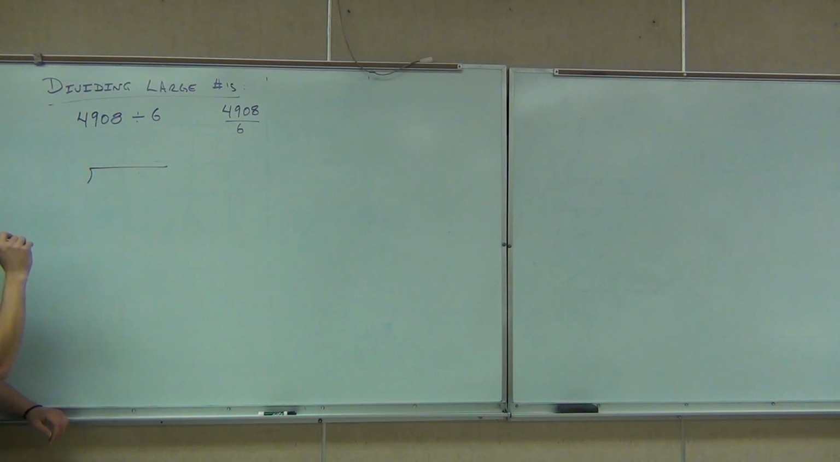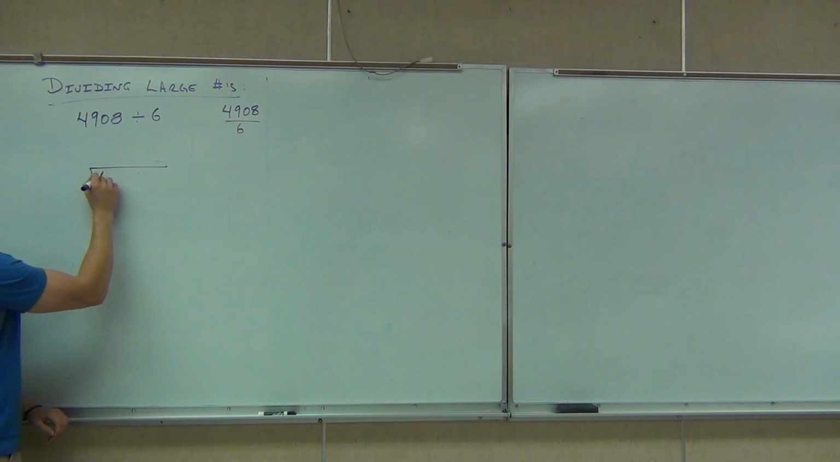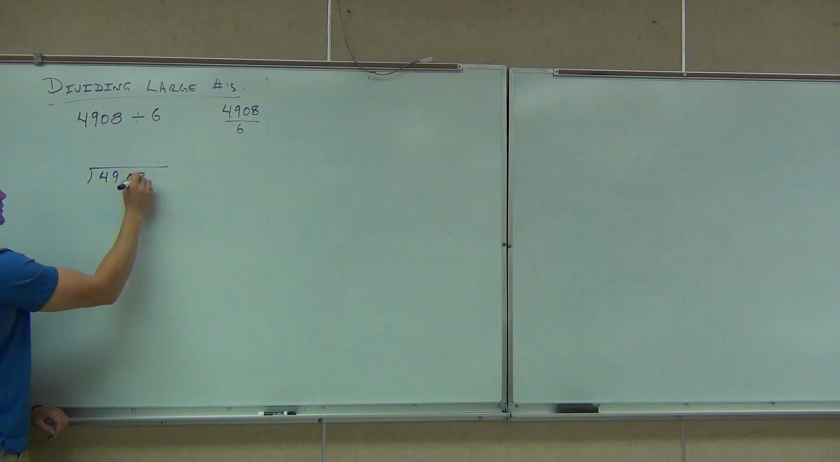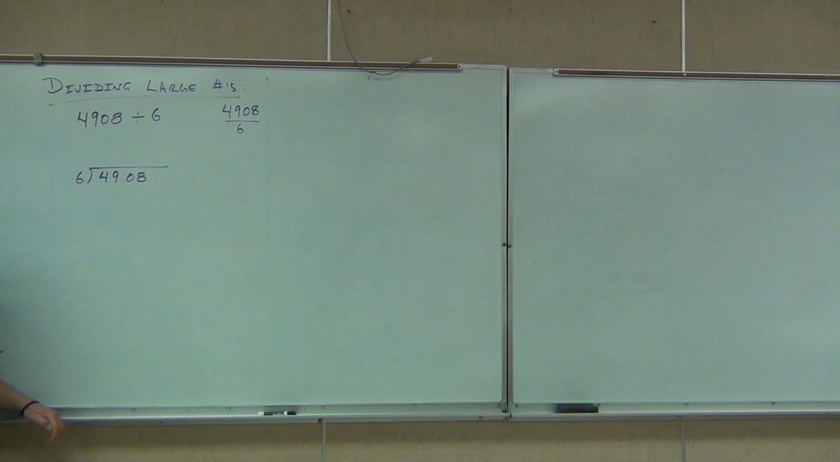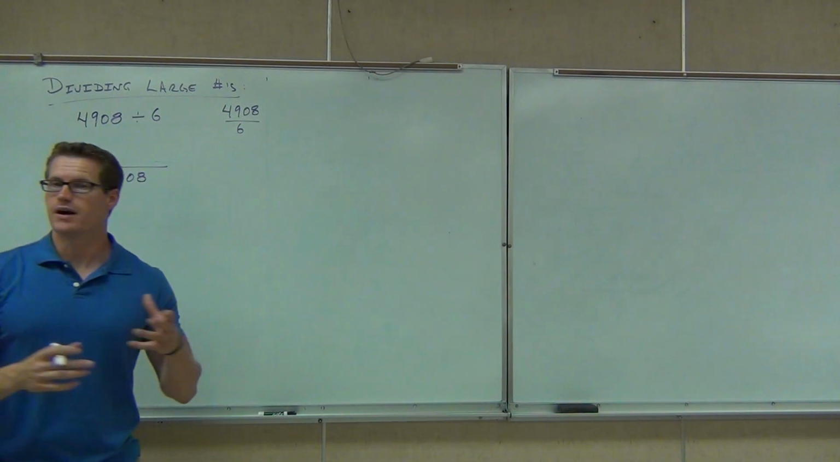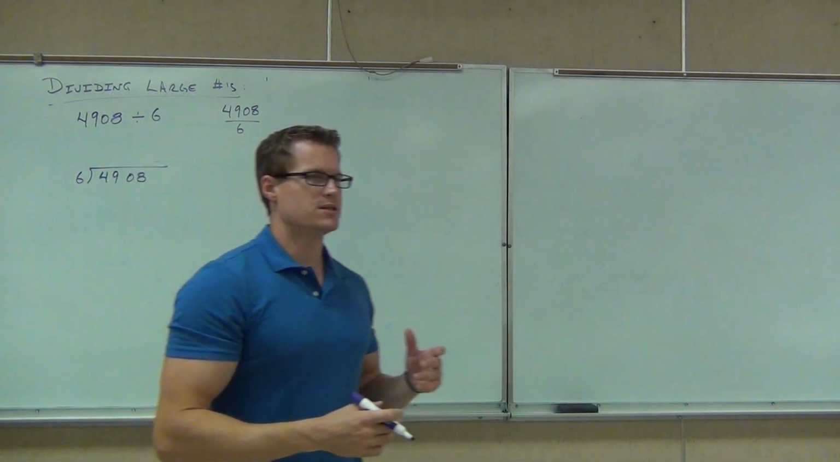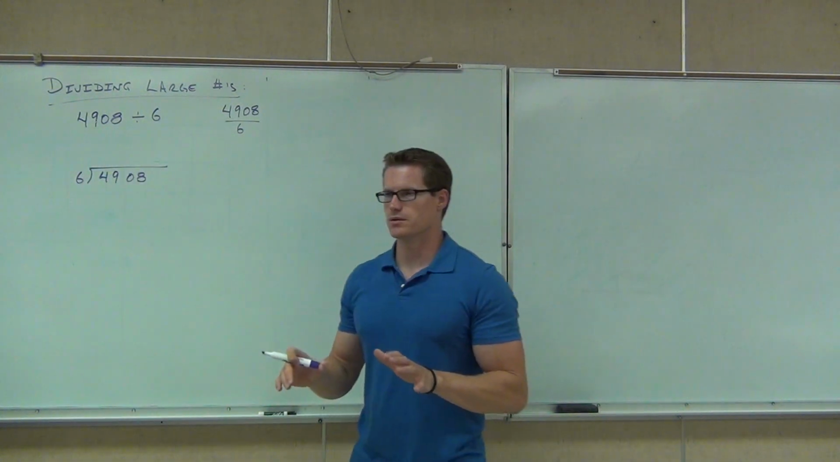Which number went inside for this way? 4. Perfect. And we had the 6 over there. And this set up a method for us to actually divide these numbers. What's the way you do that, though? What do we do here?